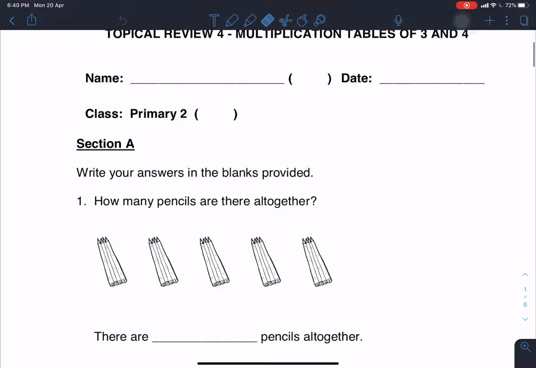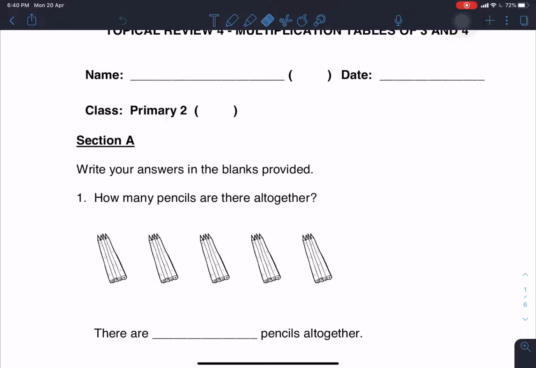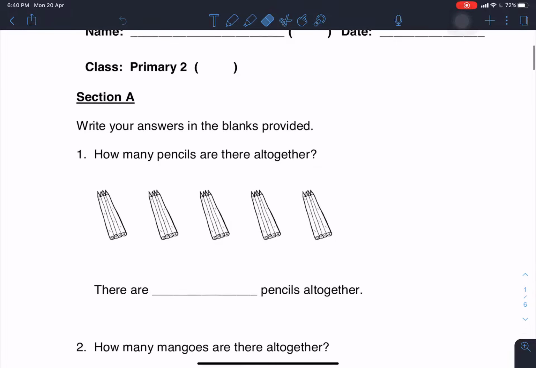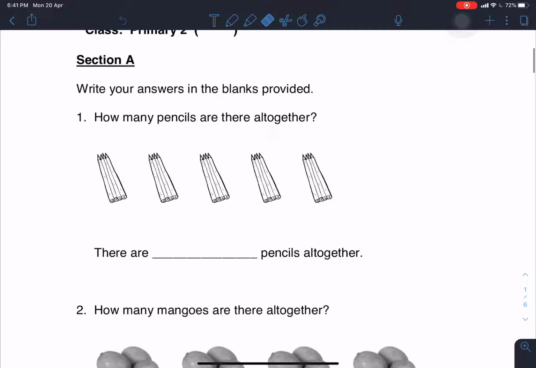Before I go through, I know you have already done this. So if you have corrections, just write down the correct answer where you need to. Okay, section A. Write your answer in the blanks provided.